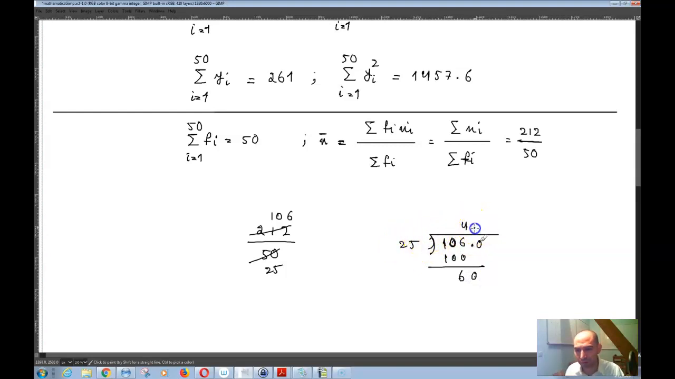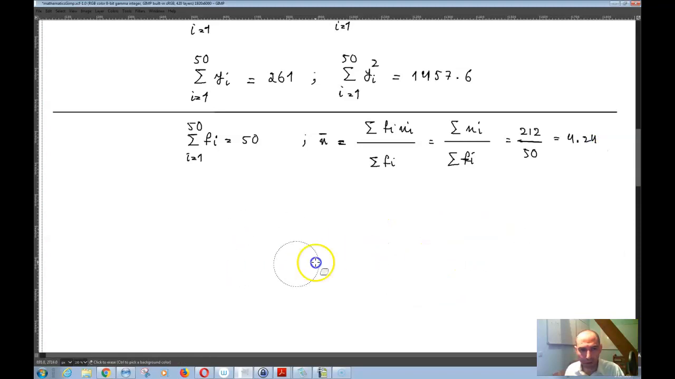2 times 25 is equal to 50. 10 remainder 0, and 4 times 25 is equal to 100. And you have 0 remainder. So this is equal to 4.24.